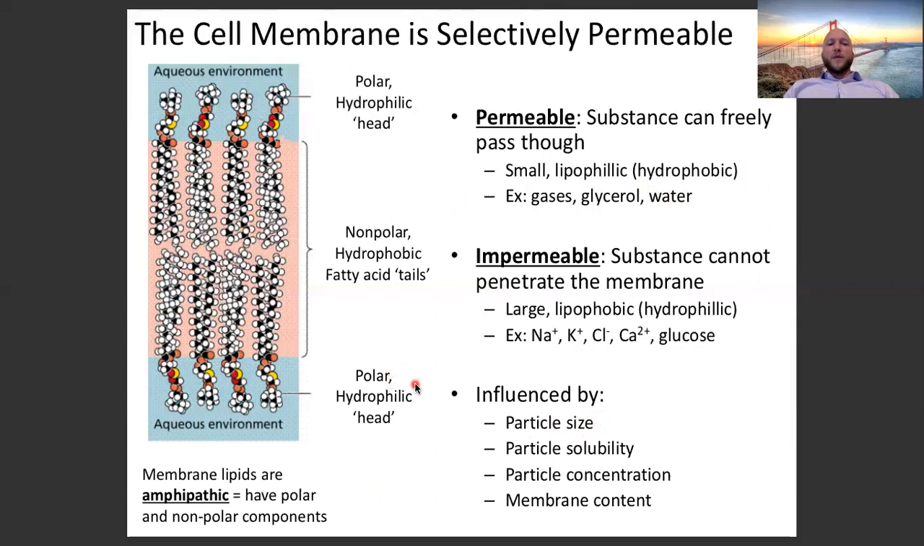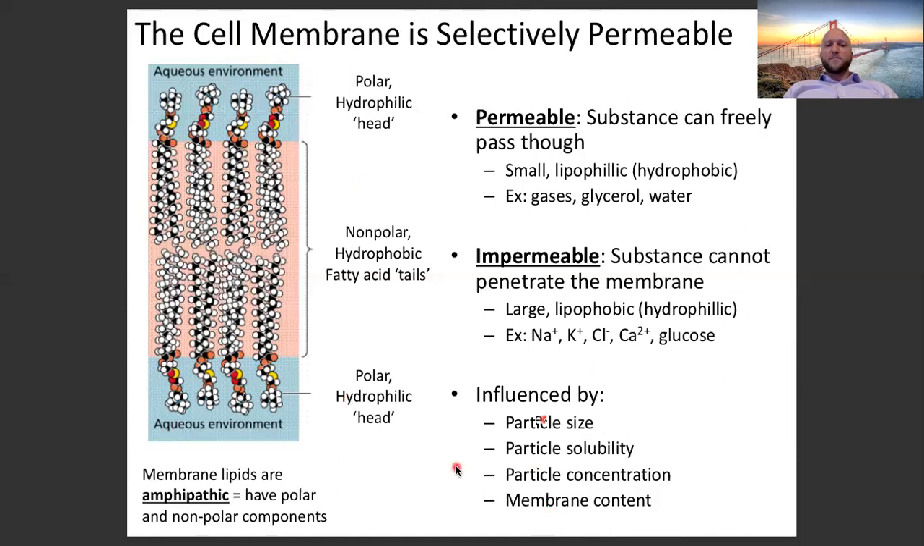What can move through the membrane? It's influenced by size. The smaller something is, the more likely it is to move through this phospholipid bilayer. Particle solubility: the more hydrophobic it is, the more nonpolar it is, the more it can move through. Particle concentration: the more molecules that are around, the higher the likelihood it is to move through. It's like, how many times do you roll the dice? If there's more particles around, there's a higher chance that one of those particles is going to find a way through.